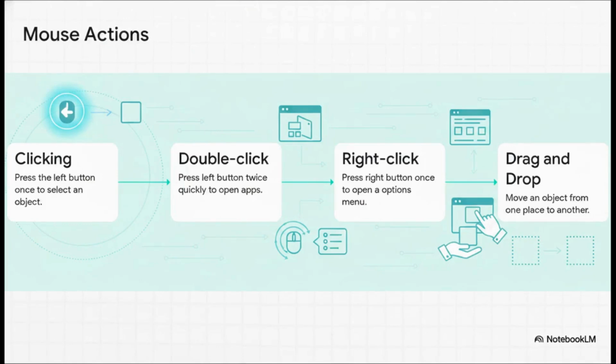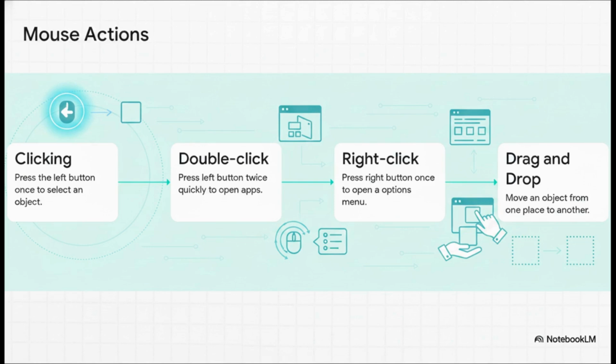Okay, so how do we actually use it? There are 4 specific actions you really need to know. Number 1, clicking. Just press the left button once to select an object. Number 2, double-clicking. You press that left button twice really quickly to actually open an application. Number 3, right-clicking. This one's like magic.